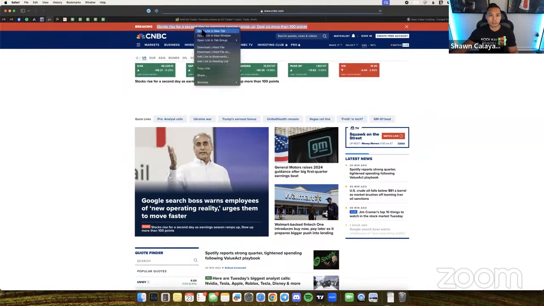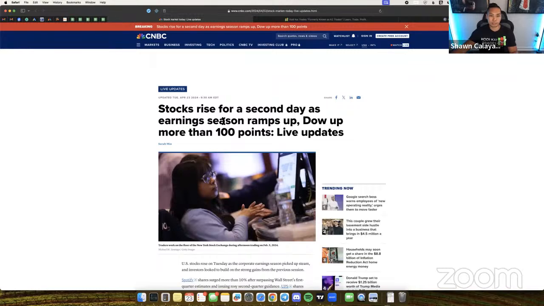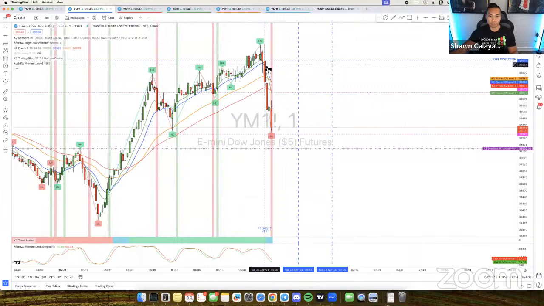They said stocks rise for a second day as earnings season ramps up. Dow's up 100 points. And as soon as they reported this at 6:30, price actually came right back down. So market opened up right here at 6:30. They said the Dow was up and price came crashing down right here. So just keep that in mind, guys. Thanks, Maddie, for the link there.